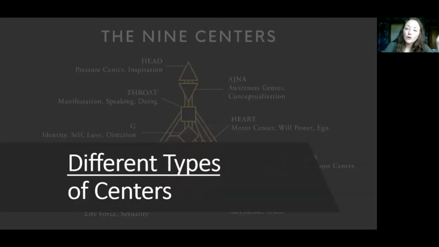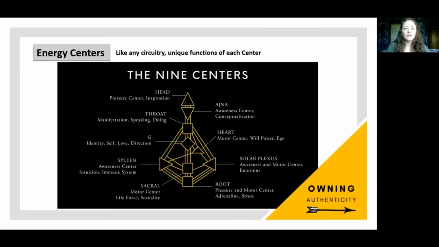Okay, so before we do our deep dive into each center, we're going to break it down into just a few categories, the different types of centers. Like any circuitry, there are different parts that do different things. For example, in your car, in your motor, there's the engine, the transmission, the starter, the battery, and the fan that cools the engine. All of these different parts come together to make a whole and make the whole thing function.